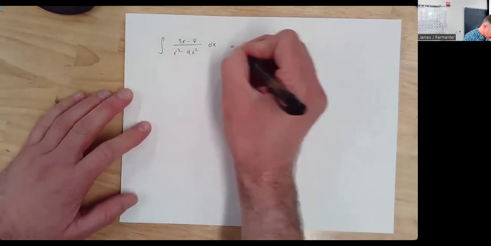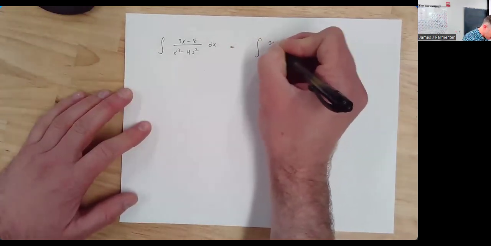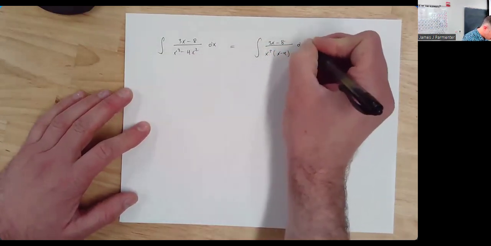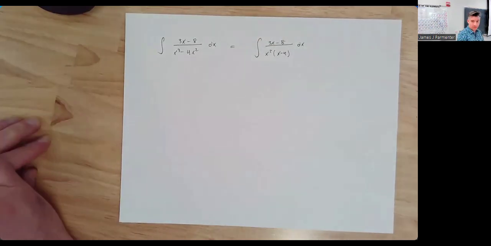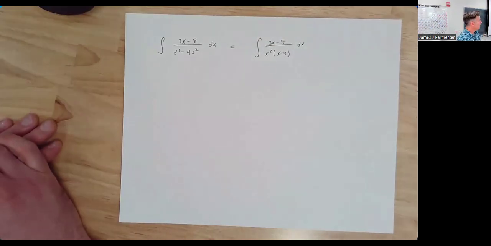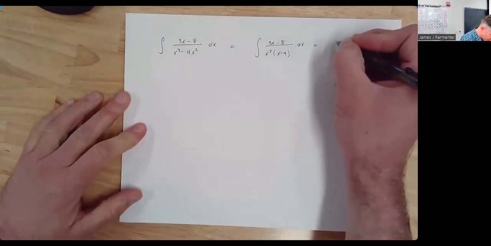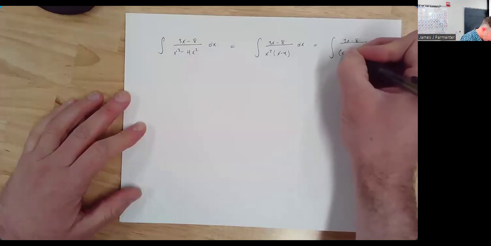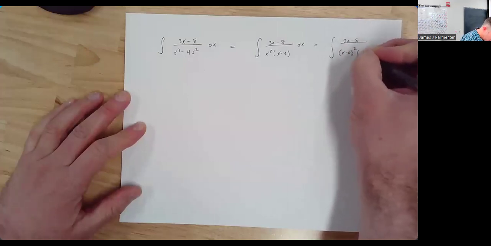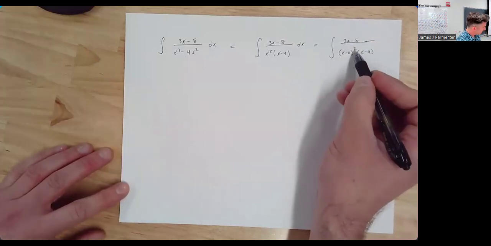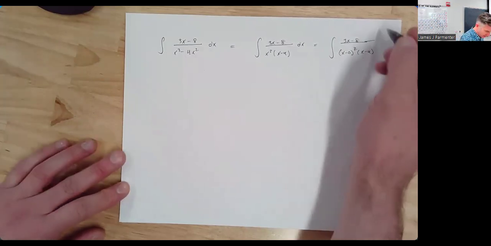So we're going to rewrite this as the integral of 3x minus 8, and I'm going to factor the denominator as x squared times x minus 4. And what I would observe here is that I have a repeated linear factor. X squared is really x to the first squared. Or if you want to think about it this way, we don't usually write it this way, but I'm going to do it this one time. You might think about that x squared is really x minus 0 squared times x minus 4. So we have the linear factor x minus 0. It's repeated because it's raised to the second power, and then you have an x minus 4 there.